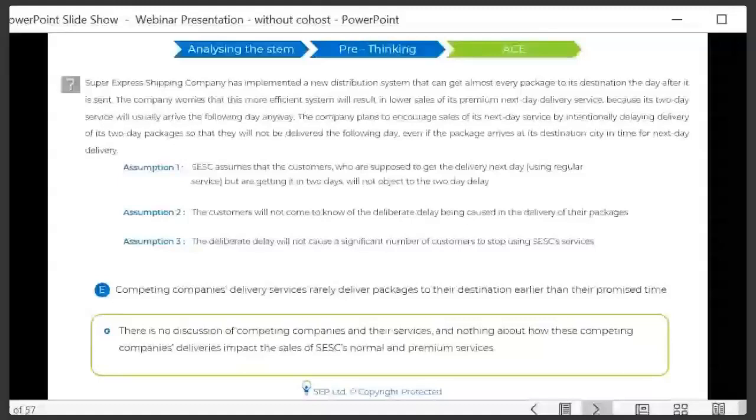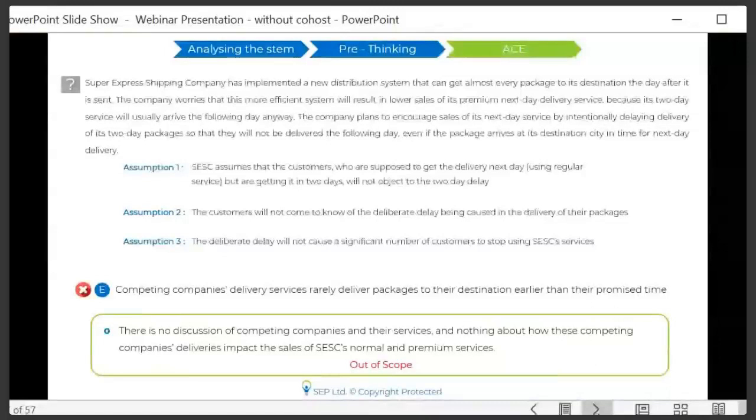Okay? So you see, identifying the scope of the argument is very important. So to sum up our discussion so far, in order to pre-think along the correct lines and not waste time, you need to understand the passage correctly, first.